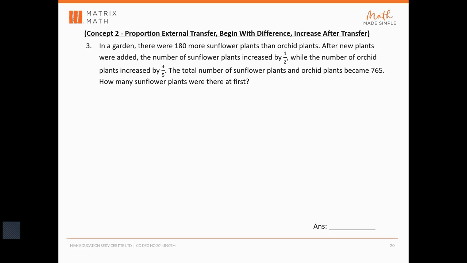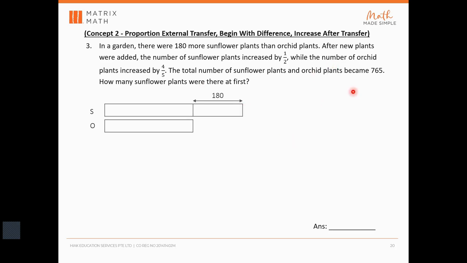In a garden, there were 180 more sunflower plants than orchid plants. After new plants were added, the number of sunflower plants increased by half, while the number of orchid plants increased by 4/5. The total number of sunflower plants and orchid plants became 765. How many sunflower plants were there at first? Right, okay, so using a difference of 180, right?